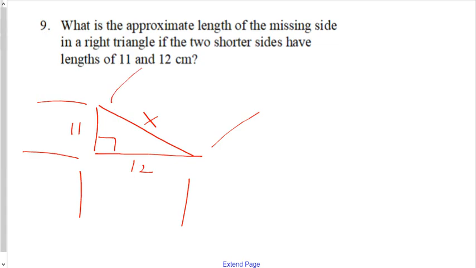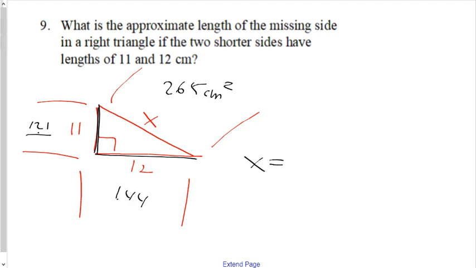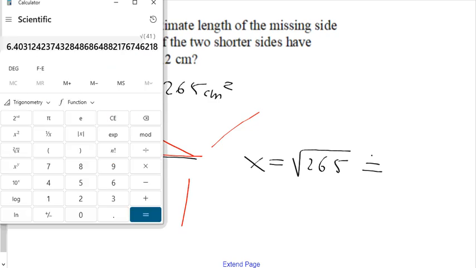Squares. If the side length is 11, the area is 121. If the side length is 12, the area is 144. If these two areas added together become 265, that is the area of that square. What is the length of this? X is equal to the square root of 265, which is not the same thing as 256, is it, Madison? The square root of 265 is roughly 16.3.